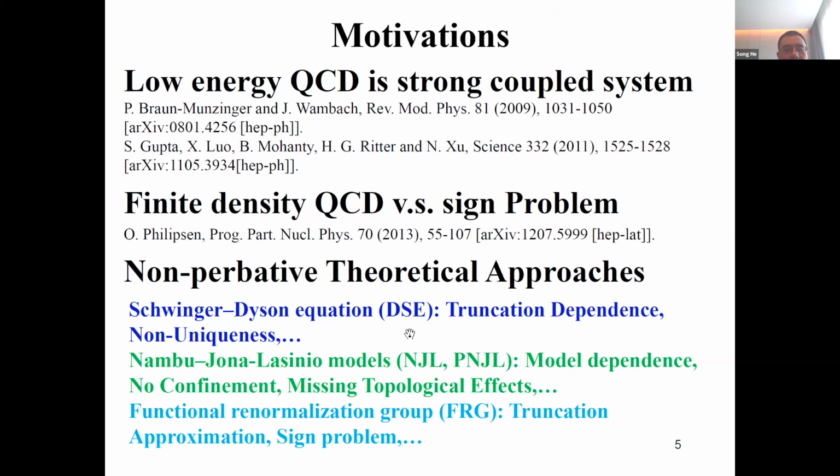Another approach is what we usually call the Nambu-Jona-Lasinio (NJL) model or the PNJL model. This model is model dependent and has little confinement and few gauge degrees of freedom. So in that sense, some non-perturbative topological effects will be missing in this model. It is also highly dependent on the model and the model parameters.